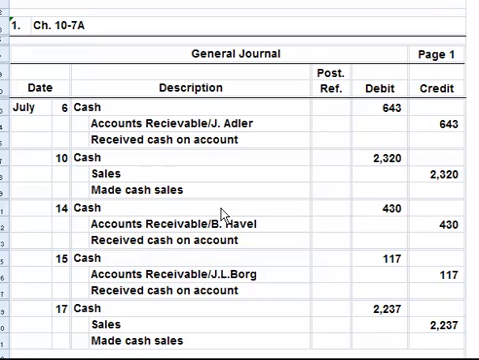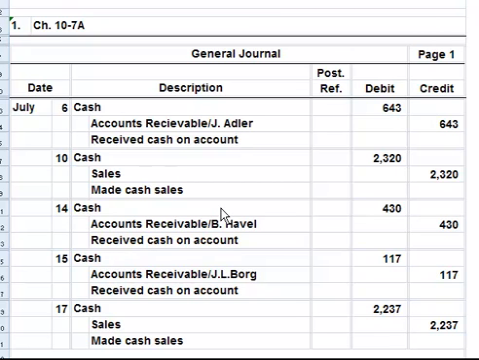Okay, Chapter 10, 7A, cash receipts. So we've gone through kind of 3 steps. We've looked at journalizing sales, so we made the sales. Then we had a situation where people returned stuff, so we had to do the sales return allowance. And now we're going to do the journal entries for people paying us for what they owe us.